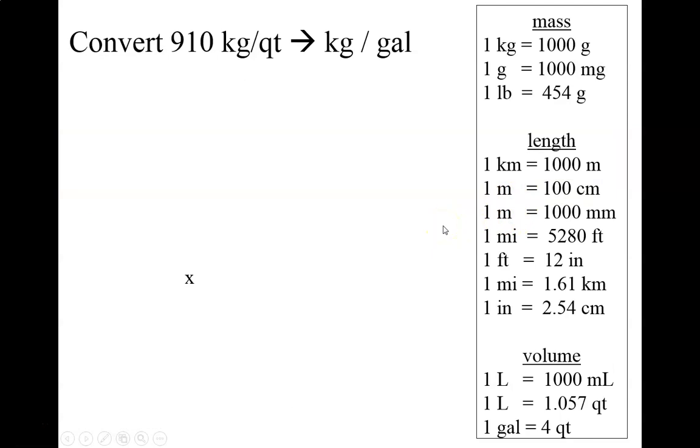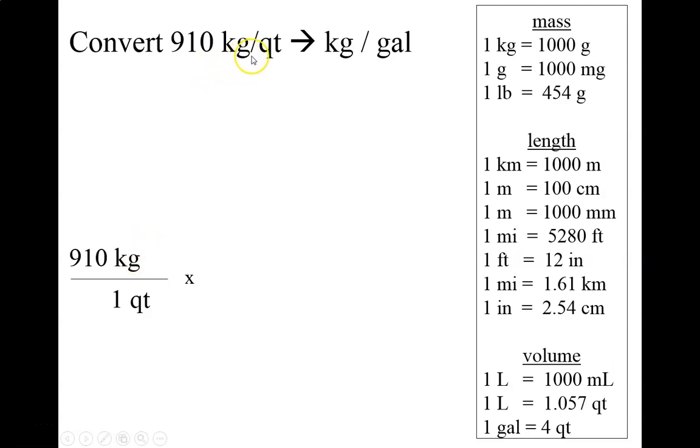Let's look at this one. Convert 910 kilograms per quart to kilograms per gallon. Now, how did we get the unit kilogram per quart? Well, we took a number with kilograms and divided it by a number with quarts. Now this is the exception. Taking what you're given, you put it over 1. That's if the unit is just a normal unit.